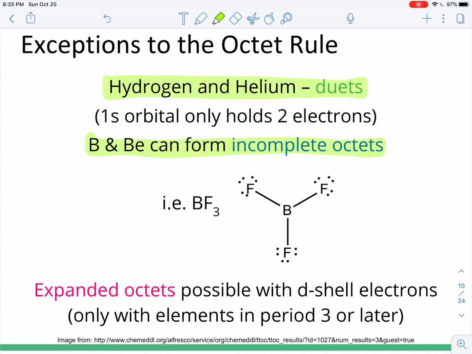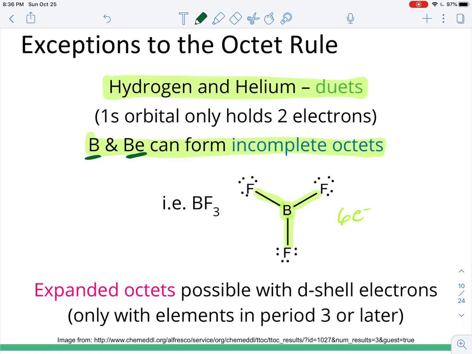If I take a look at the compound the way it's drawn right here, so here's boron, I can see I've got 3 bonds. Remember, each bond is actually 2 electrons. So this is 1, 2, 3, 4, 5, 6. So it actually only has 6 electrons versus the ideal, which again would be 8. That's okay though, because boron and beryllium can form incomplete octets.